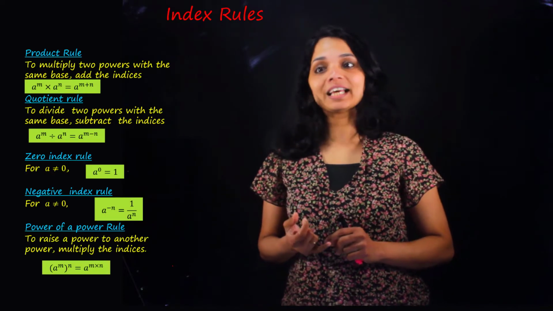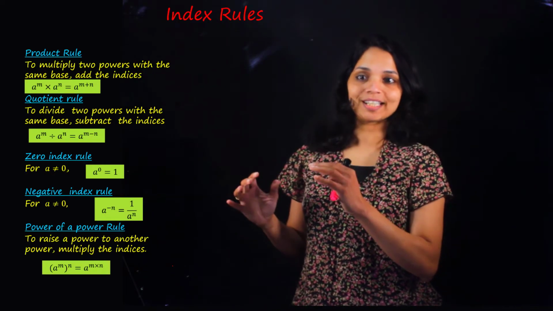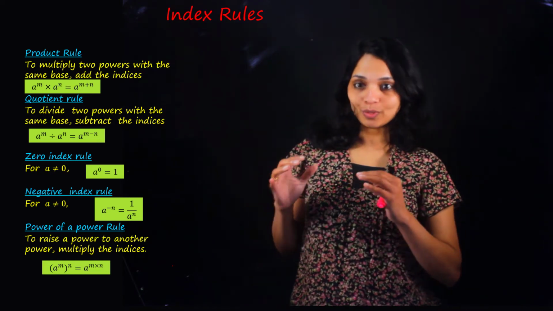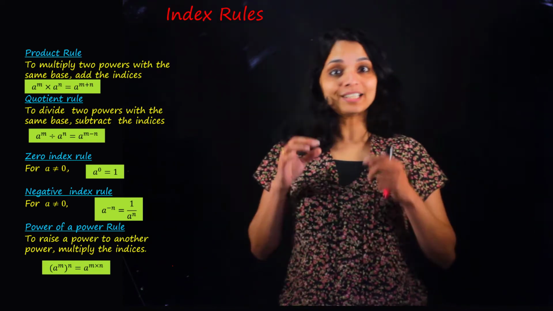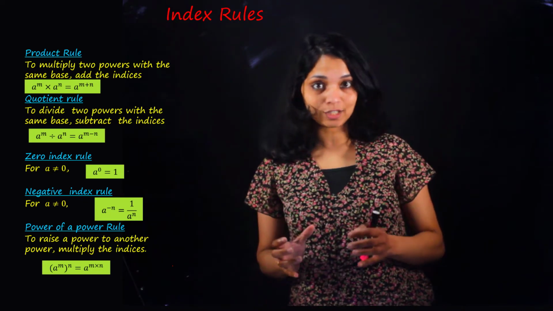In the previous video, we learned about different index rules: the product rule, quotient rule, zero index rule, negative index rule, and the power of a power rule. In this video, we're going to focus on some examples that use the index rules.